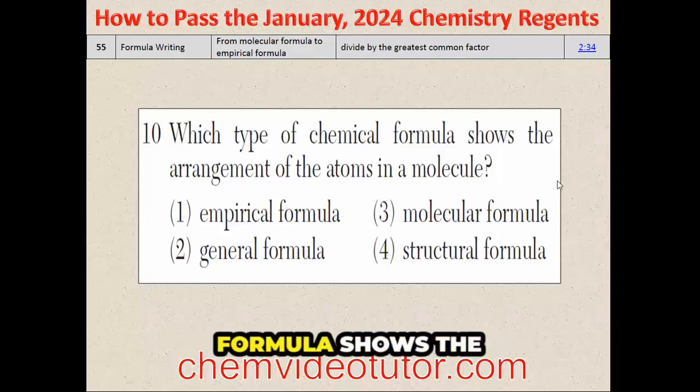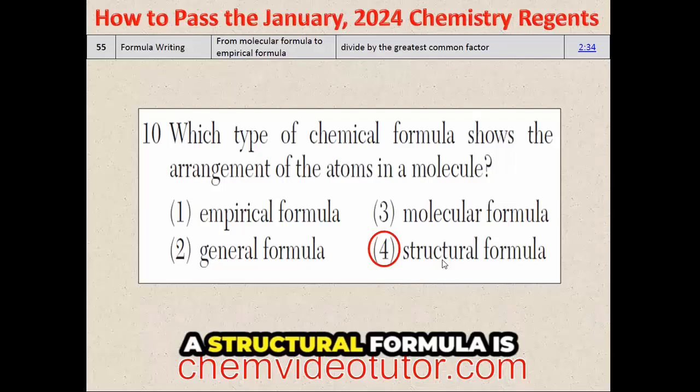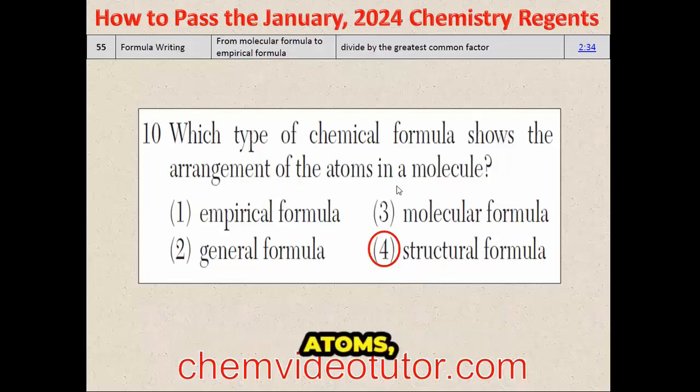Way number 55 on how to pass the January 2024 Chemistry Regents. Which type of chemical formula shows the arrangement of the atoms in a molecule? Well, when it comes to formulas, you have a molecular formula, you have an empirical formula, and you have a structural formula. A structural formula is going to show the arrangement of the atoms in a molecule.